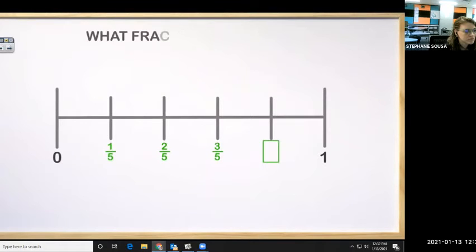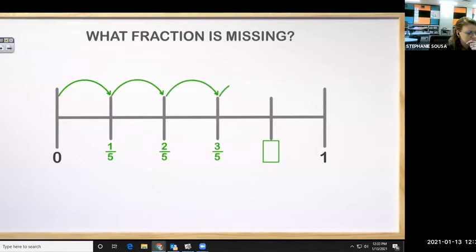The problem says, what fraction is missing? In this problem, we know a lot of things already. We know the denominator is 5, so that means there are 5 total parts. You may have figured it out already, but let's count each part on the number line to find the missing fraction. We count 1/5, 2/5, 3/5, 4/5. We have gotten to the missing fraction. What is it? 4/5. The missing fraction is 4/5.